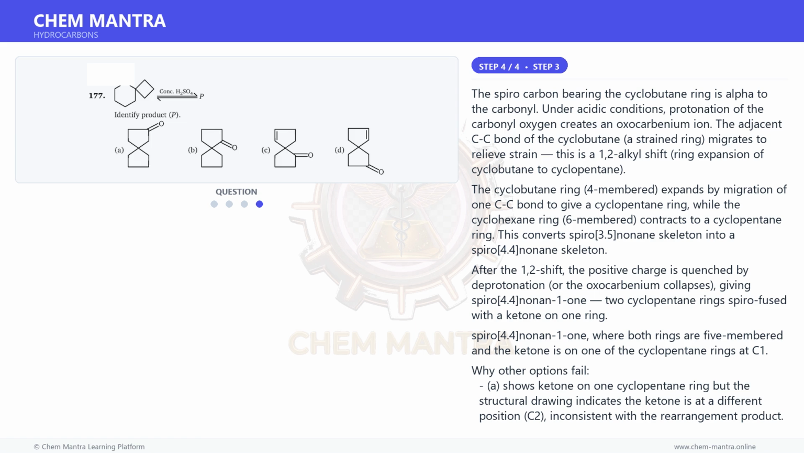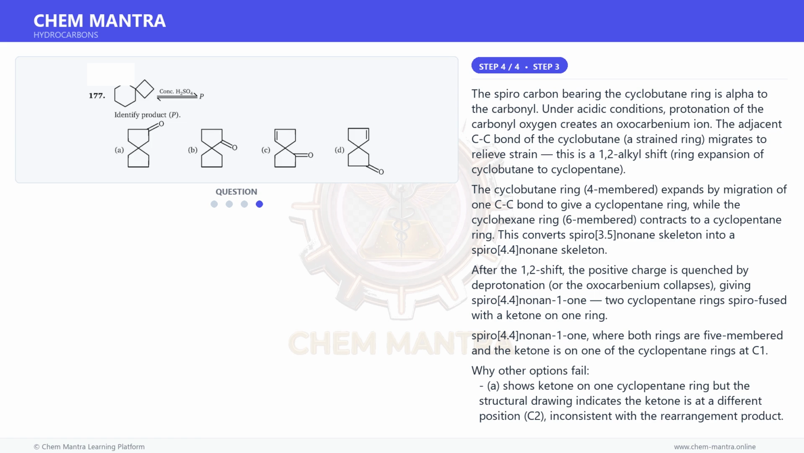The adjacent C-C bond of the cyclobutane, a strained ring, migrates to relieve strain. This is a 1,2-alkyl shift, a ring expansion of cyclobutane to cyclopentane. The cyclobutane ring, 4-membered, expands by migration of one C-C bond to give a cyclopentane ring, while the cyclohexane ring, 6-membered, contracts to a cyclopentane ring.